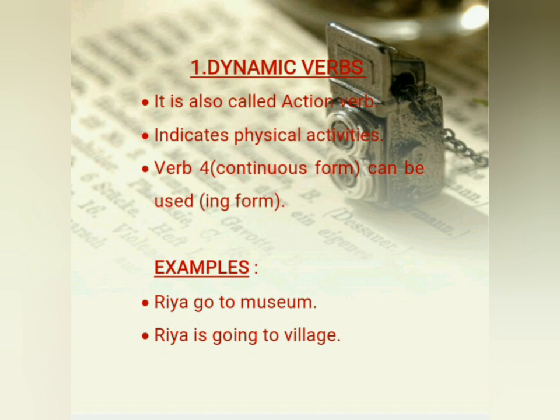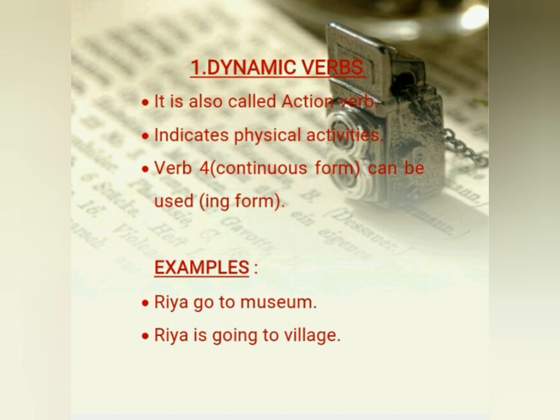It is also called action verb. Yeah, we can say dynamic verbs, another name or pen name is action verb. It indicates some physical activity or someone is doing something, we can say. In this verb, fourth form is used. Fourth form is continuous form of the verb in which ing is added.